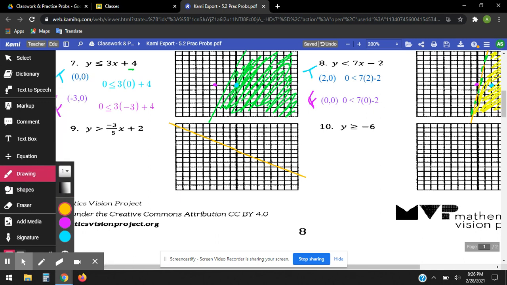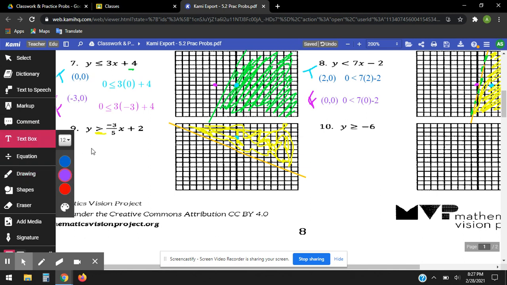Okay, now my shaded part is greater than, so I want to do the side that is above that line, because that's where my y's are greater. Okay, so a point that works. Let's do 5 comma 0. 1, 2, 3, 4, 5. Here, right here. 5 comma 0. And put that over here.